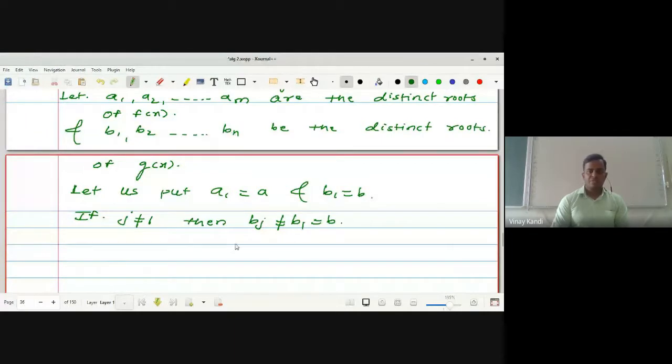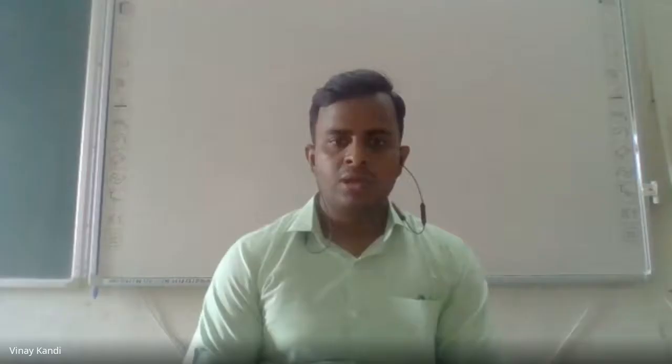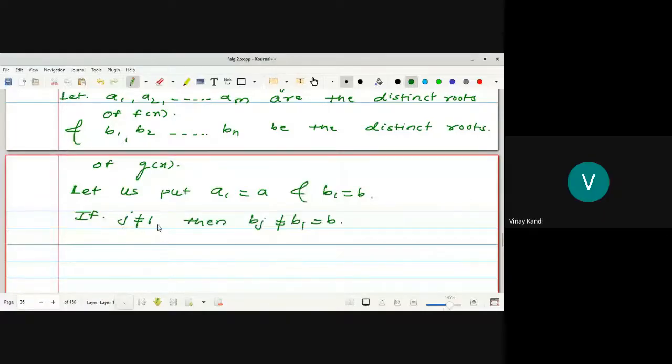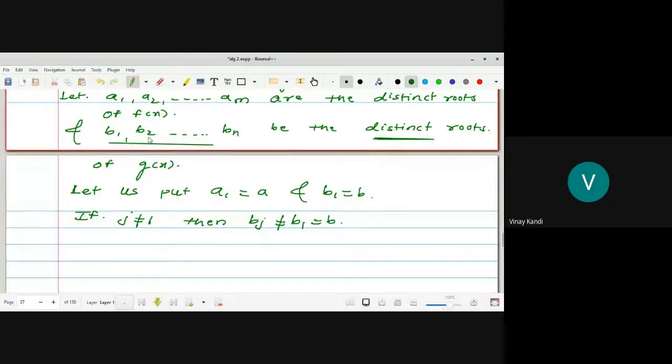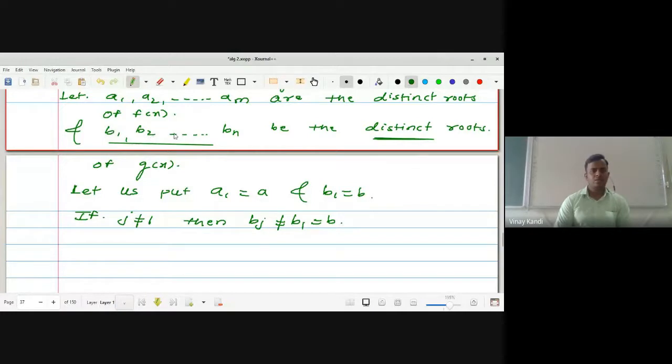If j is not equal to 1, okay, why? Because all these are distinct roots. b1 is not equal to b2, b1 is also not equal to b3. So here for j not equal to 1, bj is not equal to b1, which is equal to b. Any doubt up to here? No, sir.